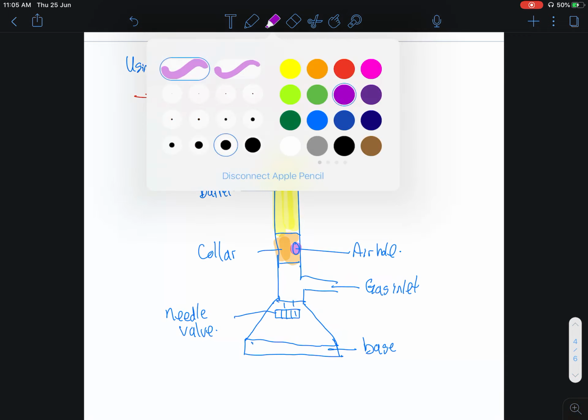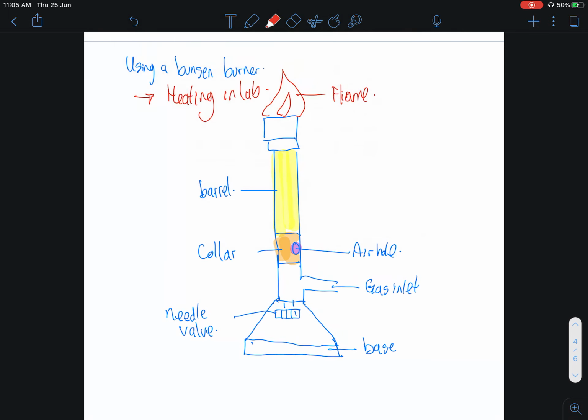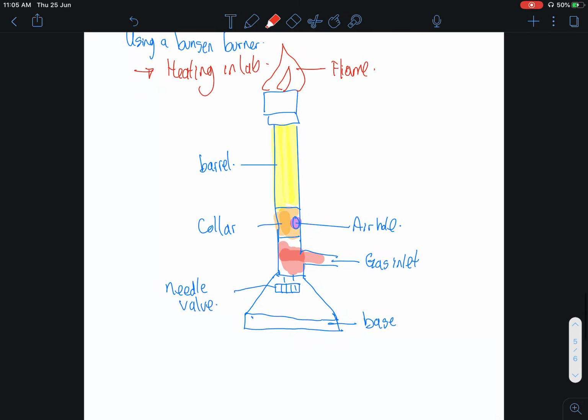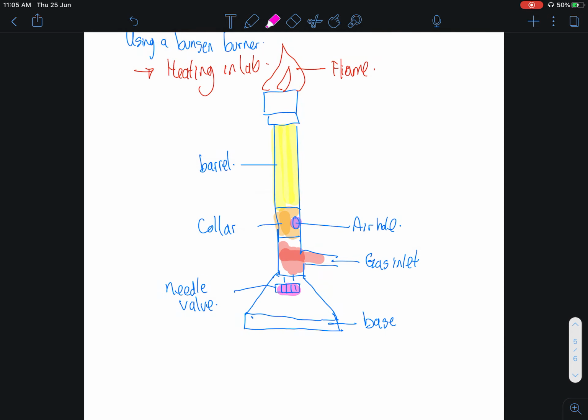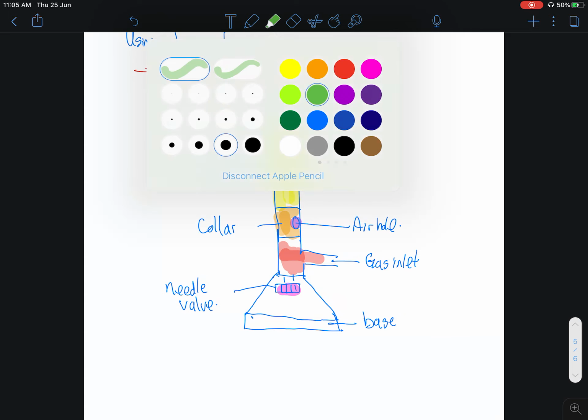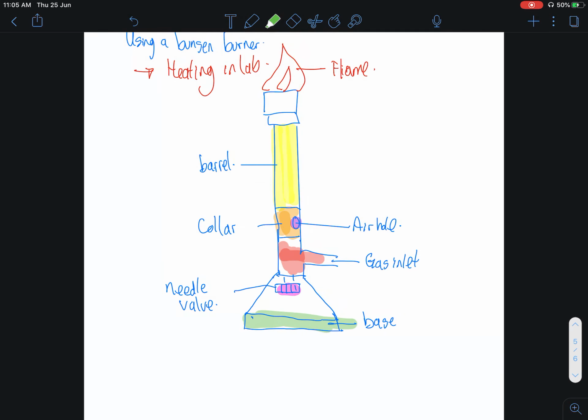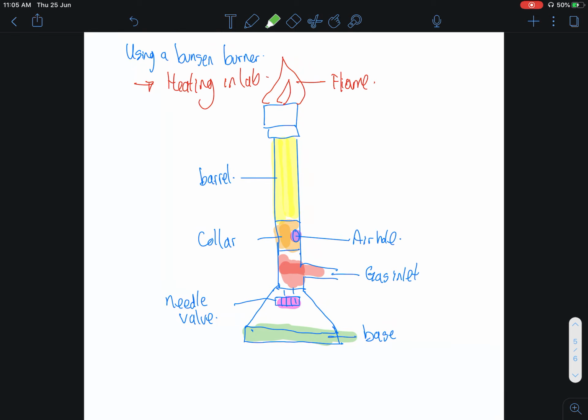The gas inlet allows gas to enter into the Bunsen burner. Then we have the needle valve. The needle valve is this particular component here to control the amount of gas flowing up and hence adjusting the height of the flame. And lastly, we have the base. This base is mainly to support the whole Bunsen burner and to prevent it from falling down.